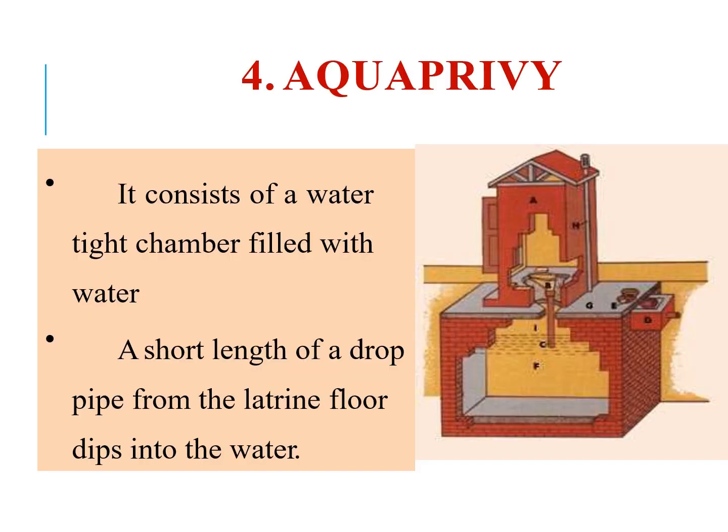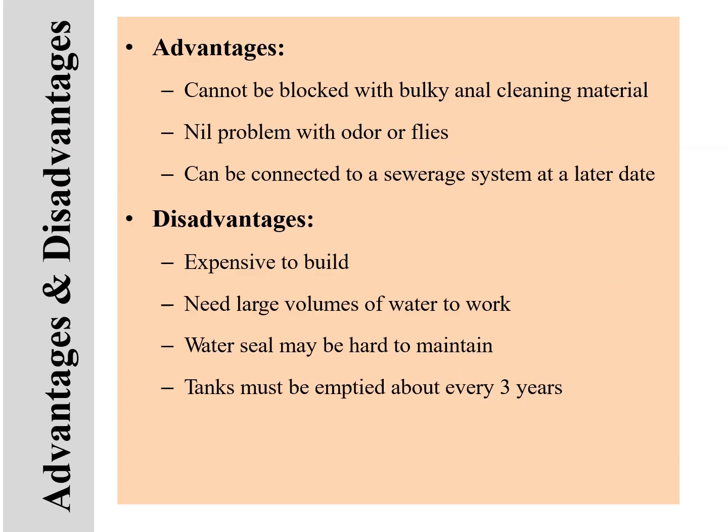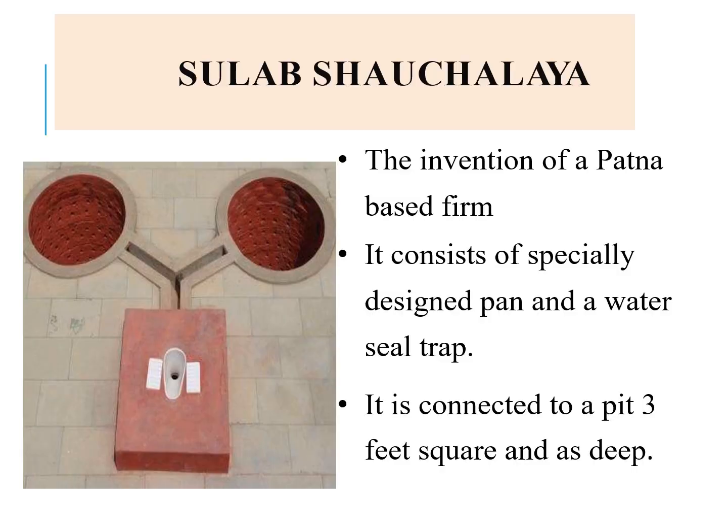What is an aqua privy? It consists of a watertight chamber filled with water. A short length of a drop pipe from the latrine floor dips into the water. The advantages are that it cannot be blocked with bulky cleaning material, there is no problem of odor or flies, and it can be connected to a sewerage system at a later date. But it is very expensive to build. It needs large volumes of water to work. The water seal may be hard to maintain, and the tank must be emptied about every 3 years.